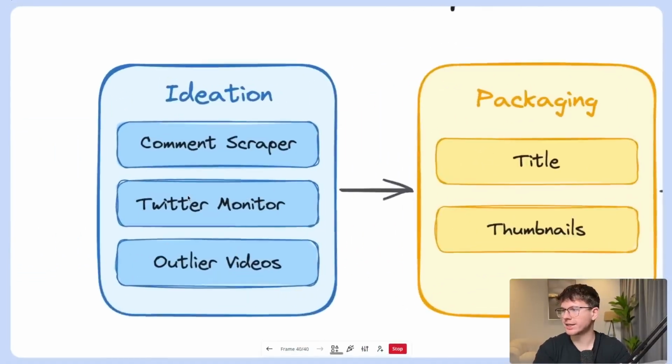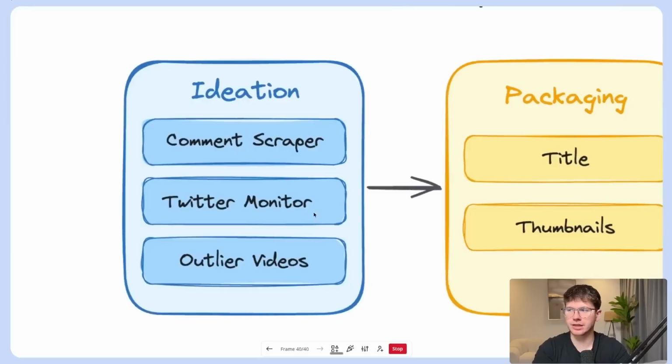The first one is the ideation, which contains 3 different types of, we call them skills or automations, that I built inside of Claude Code. The first one here is called the comment scraper, where the automation itself will go to X amount of videos posted by X amount of people in X amount of time, extract all the comments, and then give me ideas for content.